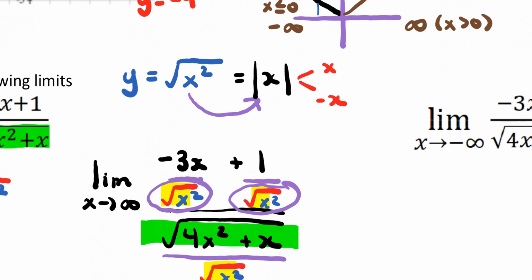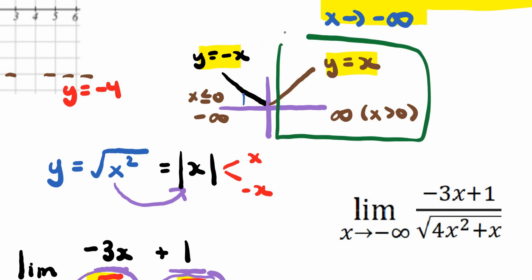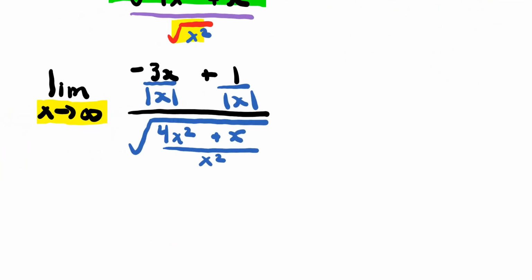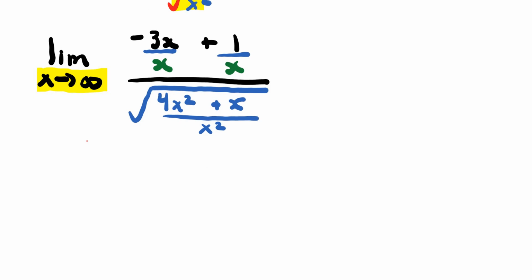If I'm going to positive infinity, like in this case right here, the absolute value is just really the equation y equals x. So I go back to my expression here, and the absolute values just become single x's, because when I go to positive infinity, the absolute value is really just this part of the graph, which is y equals x. Okay. All right, so that's the theory behind this question.